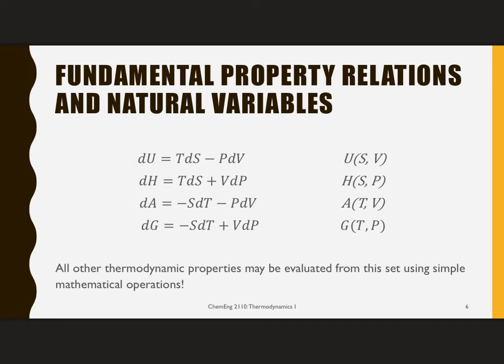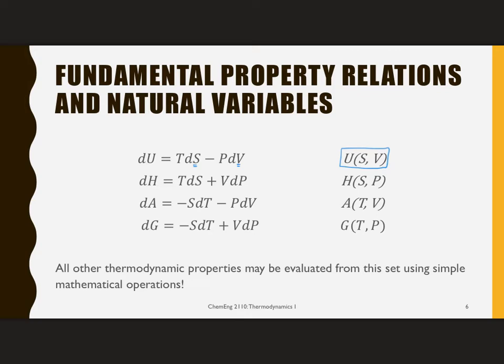So now if we look at our fundamental relations, dU is TdS minus PdV. What that is telling me is that U is a function of S and V. Similarly, dH equals TdS plus VdP. So H is a function of S and P. dA is minus SdT minus PdV. So A is a function of T and V. And dG is minus SdT plus VdP, meaning that G is a function of temperature and pressure.